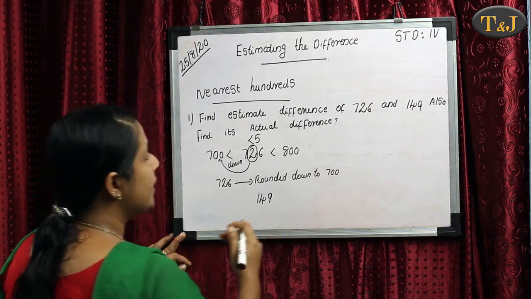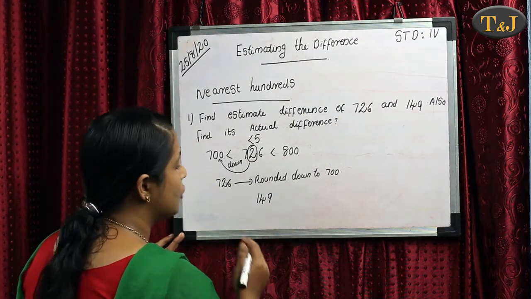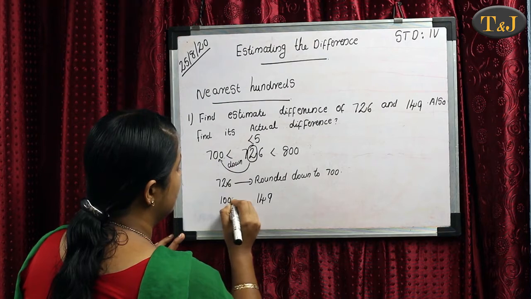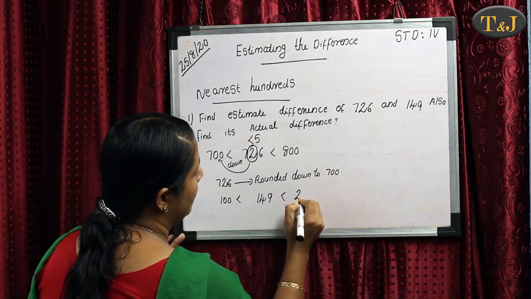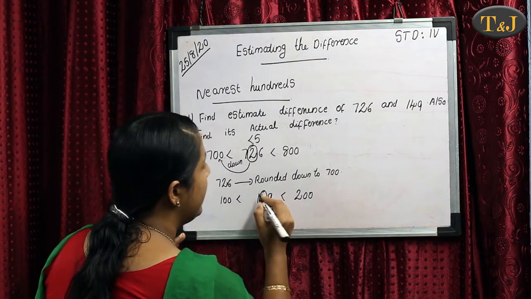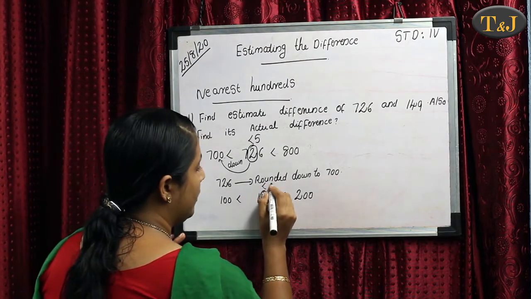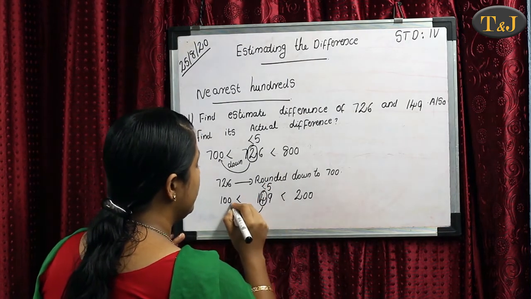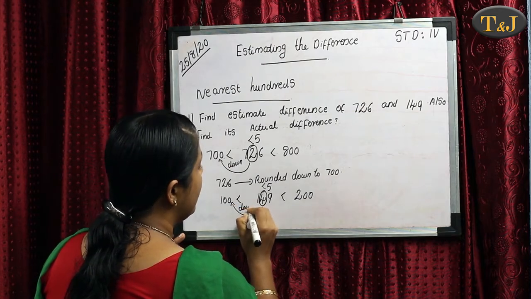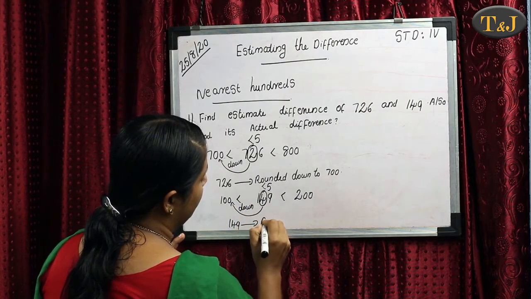So in the case of nearest 100, we are taking 149. That lies between 100 and 200. Then our next step is considering the tens place value. Again the tens place value is 4, so it is less than 5. So naturally it is going down. So 149 is rounded down to 100.